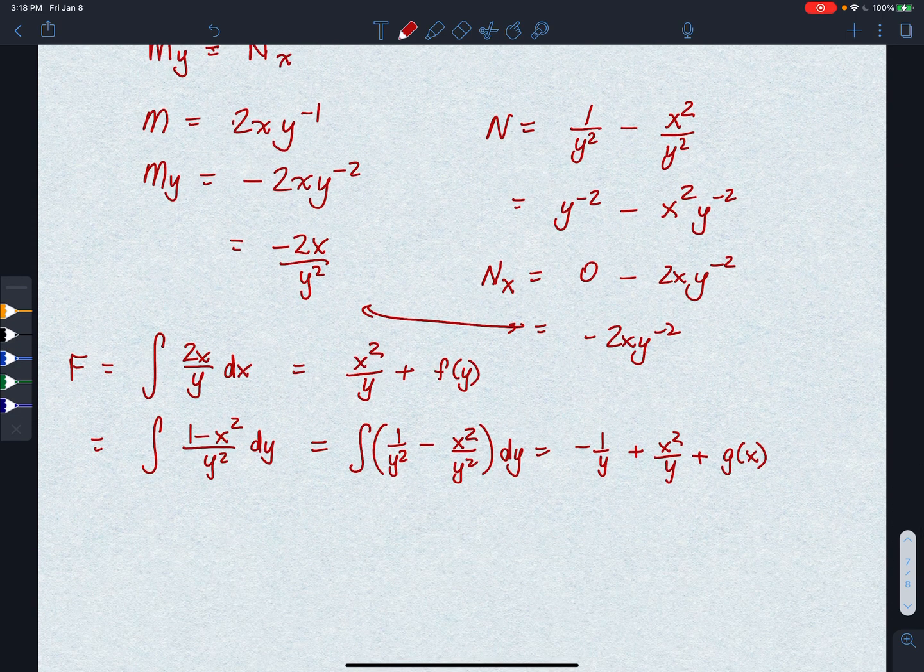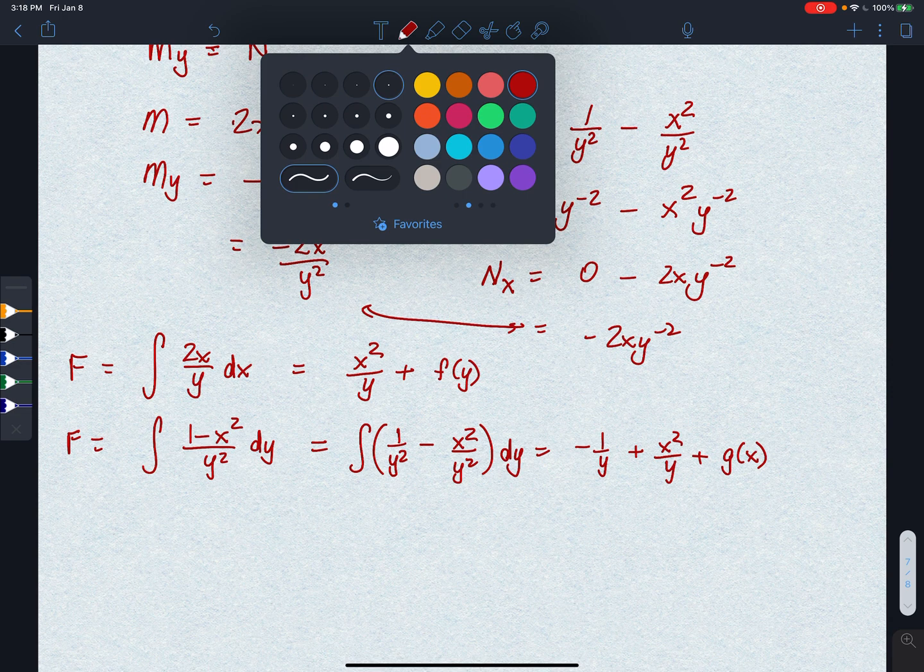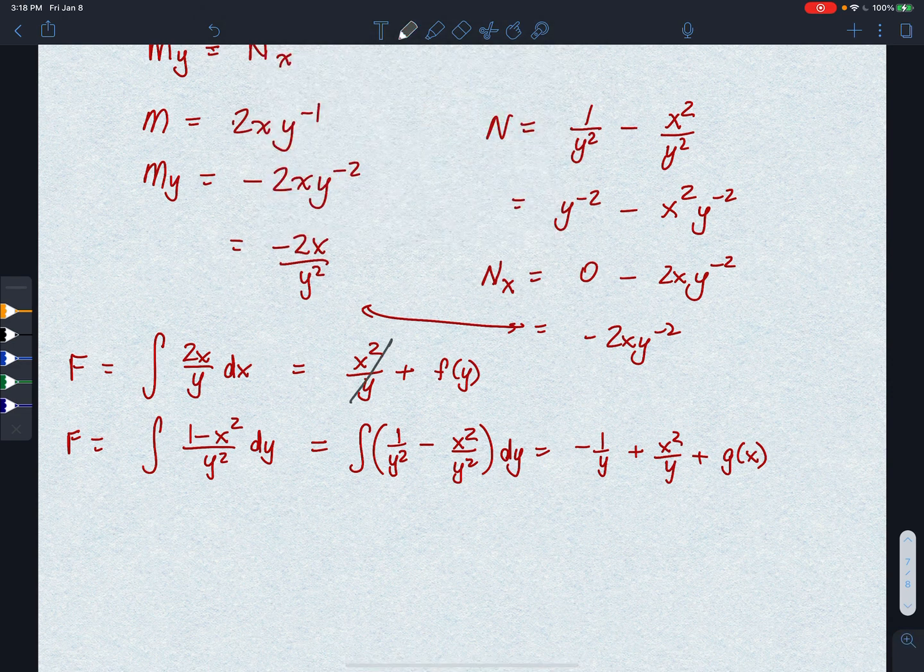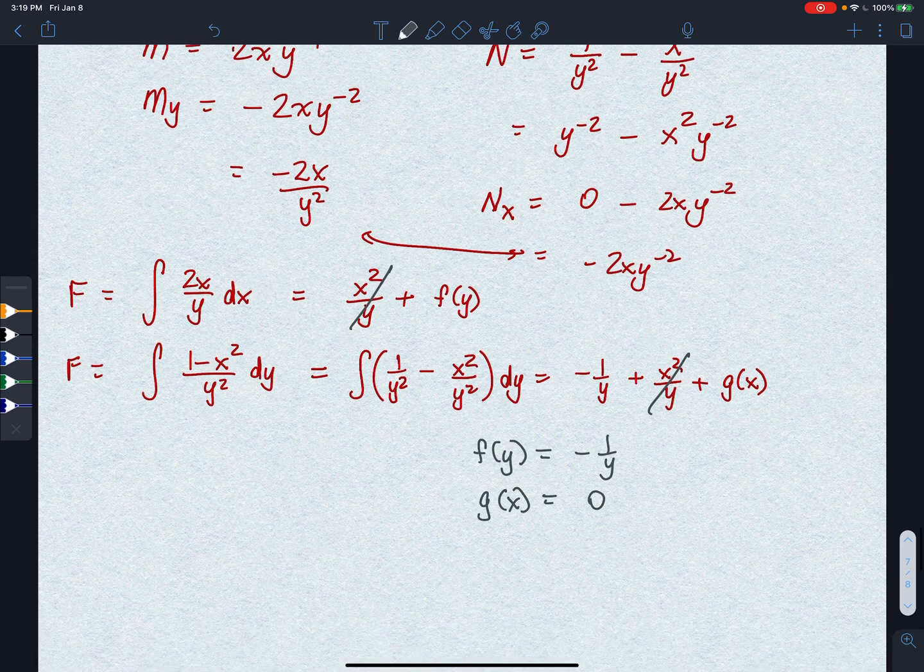So now looking at these two expressions, these are both our function f. So I'm going to cross out the ones that appear in both, which is the x squared over y here. And what this is telling me is that f of y is negative 1 over y, and g of x is essentially 0. I'm calling that 0 now because we know that c comes up in our final solution. So this means that our solution, f of x, y, is equal to x squared over y minus 1 over y, and the solution is of the form f of x, y equals c, so it's equal to some constant.